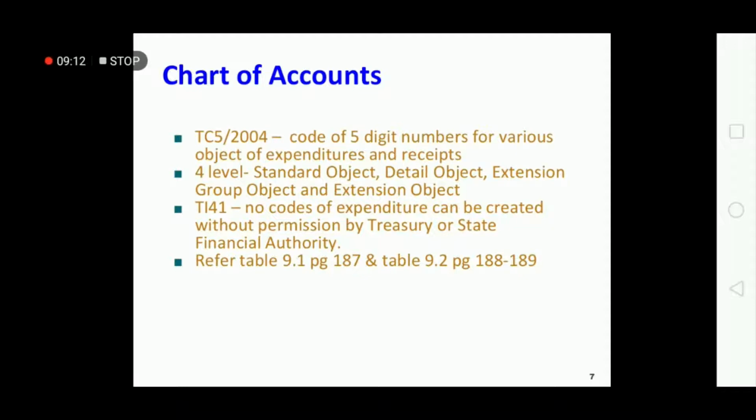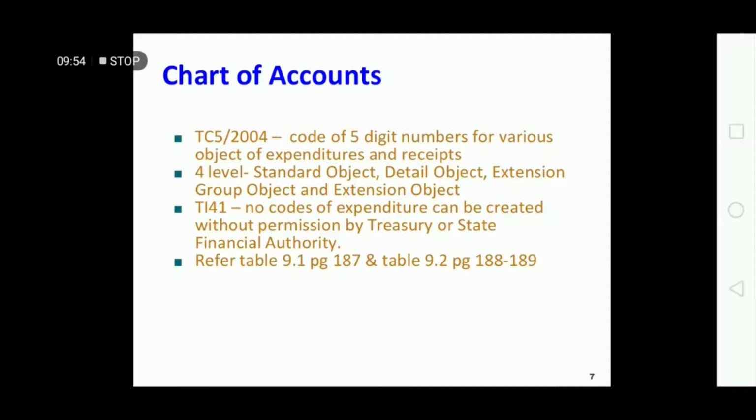There are 3 rules that must be observed in the creation of the chart of accounts. The first is Treasury Circular TC5 2004. It stated that there must be a code of 5-digit numbers of various objects of expenditure and receipts. So, for expenditure code, it is numbered from 10,000 to 50,000, and meanwhile the receipt code is numbered from 60,000 to 90,000. It must contain 5-digit numbers.